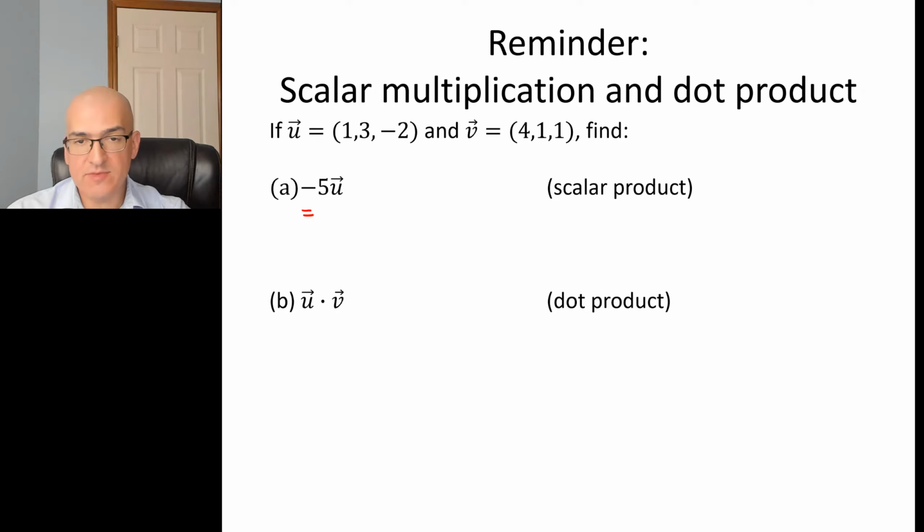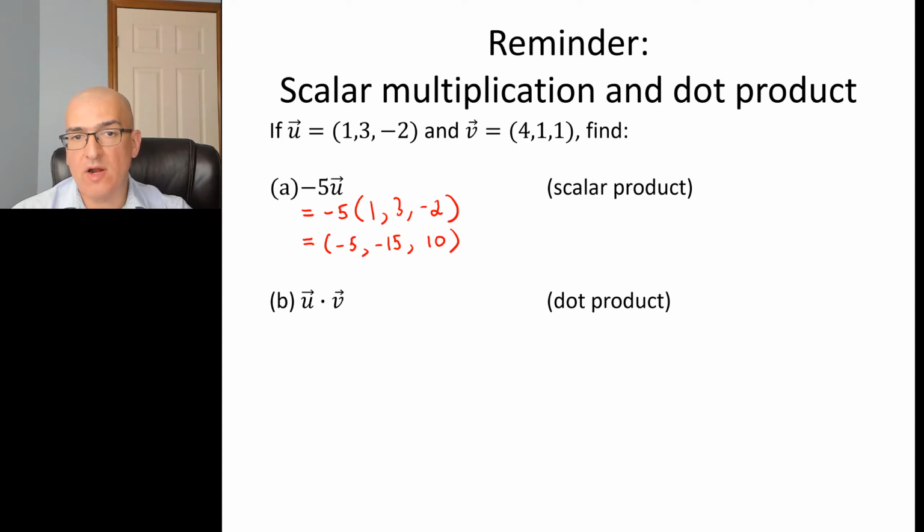So negative 5 times u, just like in the first week's lessons, negative 5 times 1, 3, negative 2. So this is a scalar multiplication. The constant multiplies each piece of the vector. So negative 5 times 1, which is negative 5, negative 5 times 3, which is negative 15, and negative 5 times negative 2, the negatives cancel, we get positive 10. That would be the output, a vector.